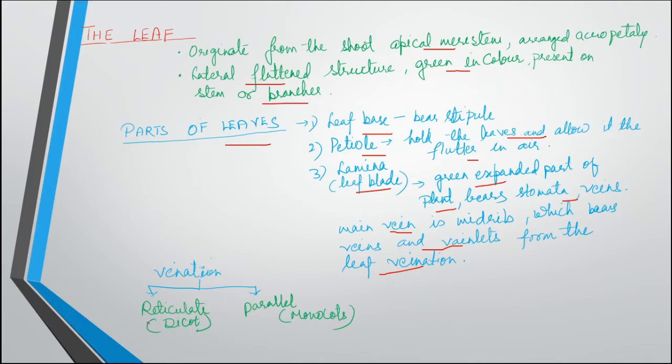There are two types of venation we can see in angiospermic plants. In dicots, the venation is reticulate, that is a network-like structure, and in monocots the venation is parallel type. They help in the process of photosynthesis.